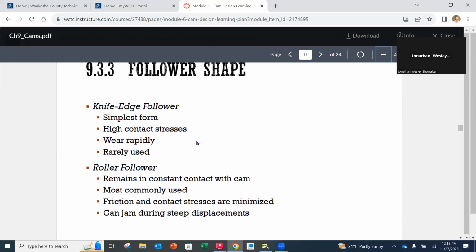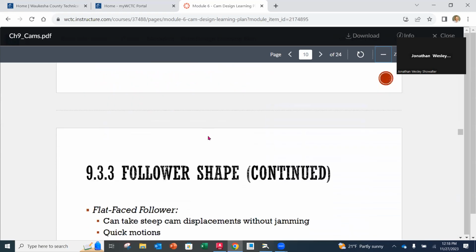Roller followers remain in constant contact with that cam. They are the most commonly used. Friction and contact stresses are minimized because it's a rolling surface on the profile of that cam, but they can jam easily when there are steep displacements. So you've got to be careful in using those and how fast you go.